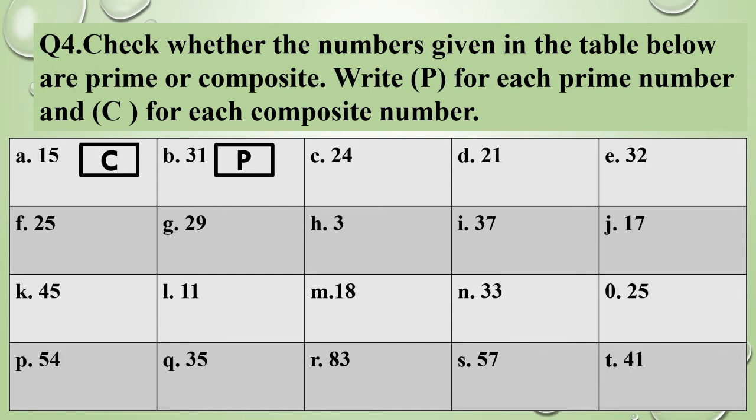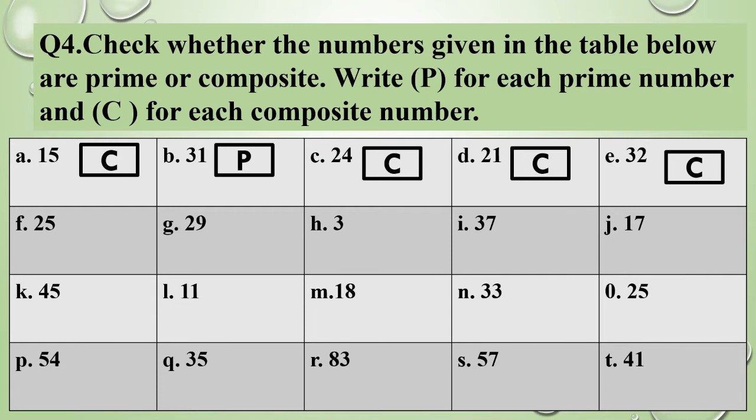Then number 24, it has many factors. It has more than two factors like 1, 2, 3, 4, 6, 8, 12 and 24. So it is a composite number. Then number 21. 21 has four factors, 1, 3, 7 and 21. So it is also a composite number. Then check number 32. 32 has more than two factors: 1, 2, 16 and 32. So it is also a composite number.